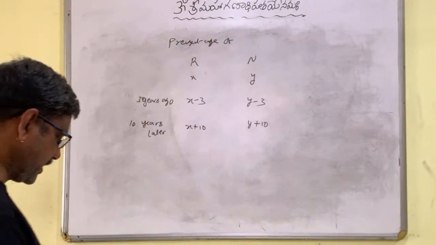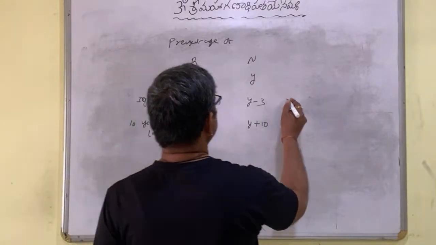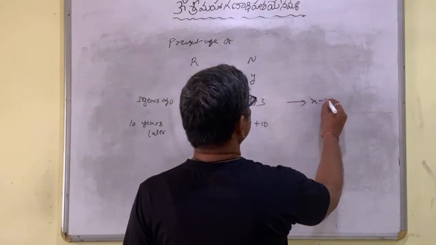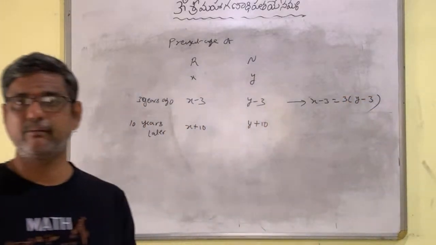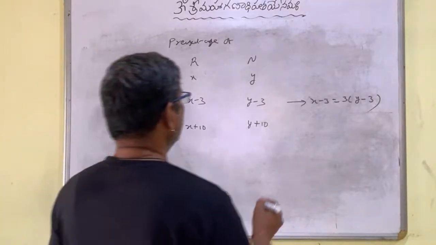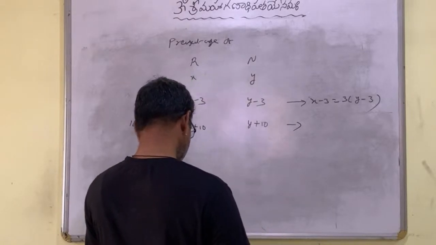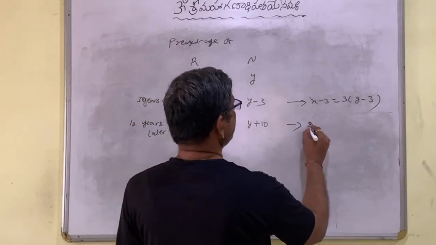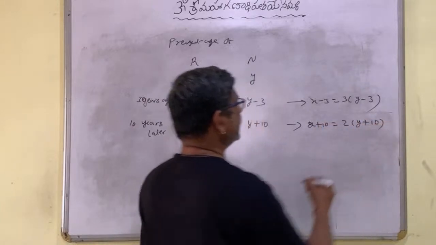Now what is the first condition given? Thrice as old as: X minus 3 is equal to 3 into Y minus 3. First condition. And second condition, 10 years later, Rashmi will be X plus 10 is equal to 2 into Y plus 10. Second condition.